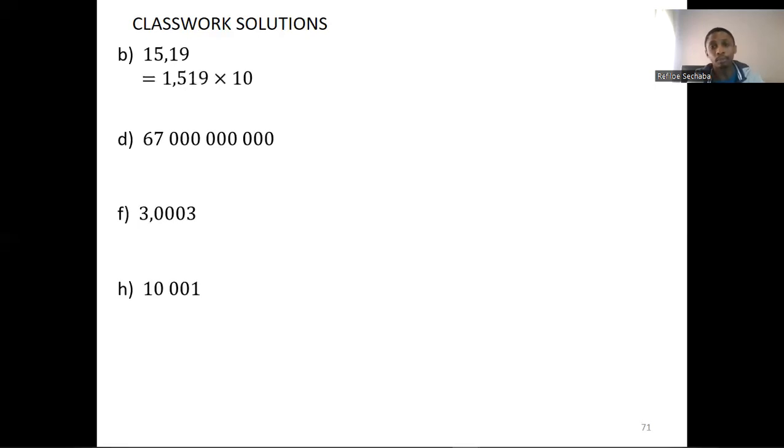What about the 67 billion? It is 6,7 times 10 to the exponent of 10. And then for F, we have 3,003. It'll just be 3,0003 times 10 to the exponent of 0. And then what about H? Remember, we need that one to be just before the decimal. So it's going to be 1,0001 times 10 to the exponent of 4 because we're moving it 4 times to the right. Okay.